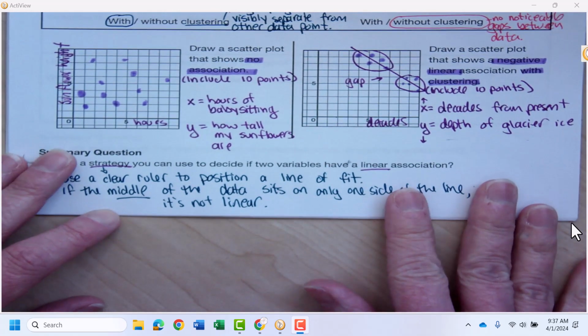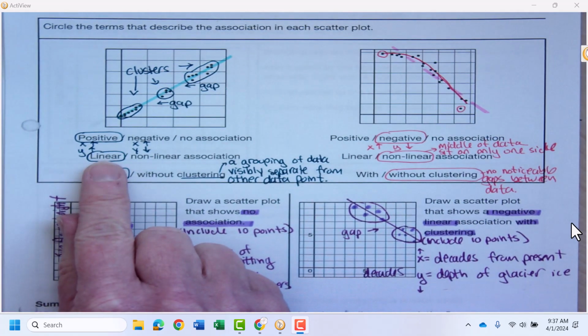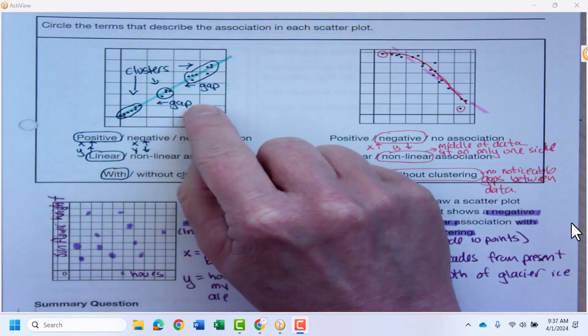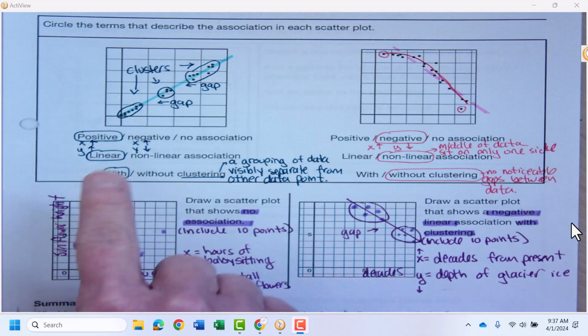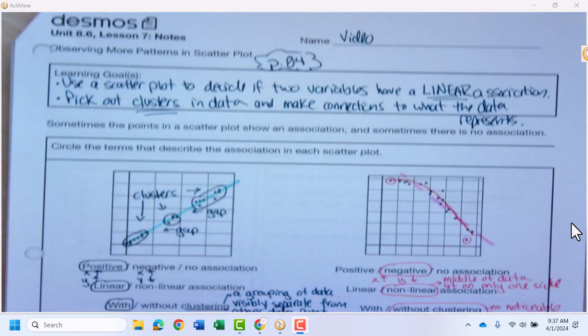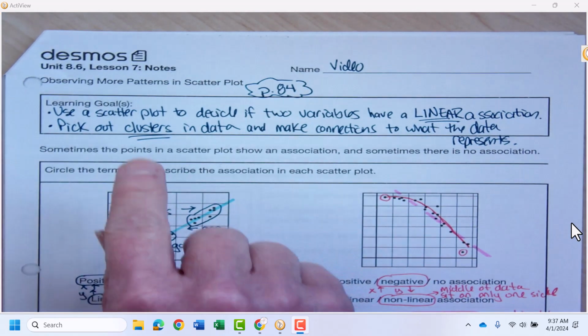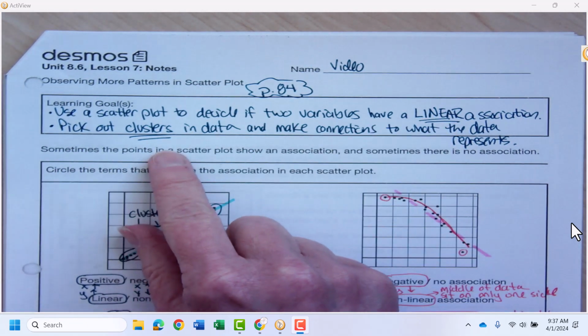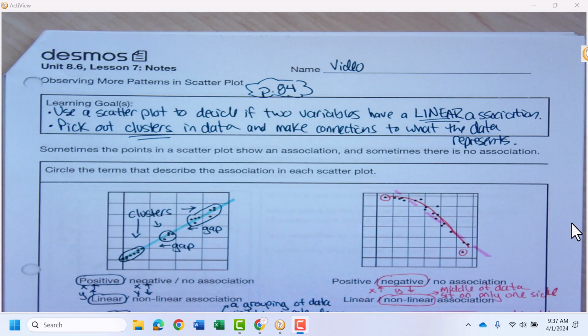All right, so lots of vocabulary today, linear and nonlinear, clustering, and with clustering we talk about gaps, and positive and negative relationships you already knew about. So we use scatter plots to decide if two variables had a linear association and pick out clusters in data to make connections to what the data represents.